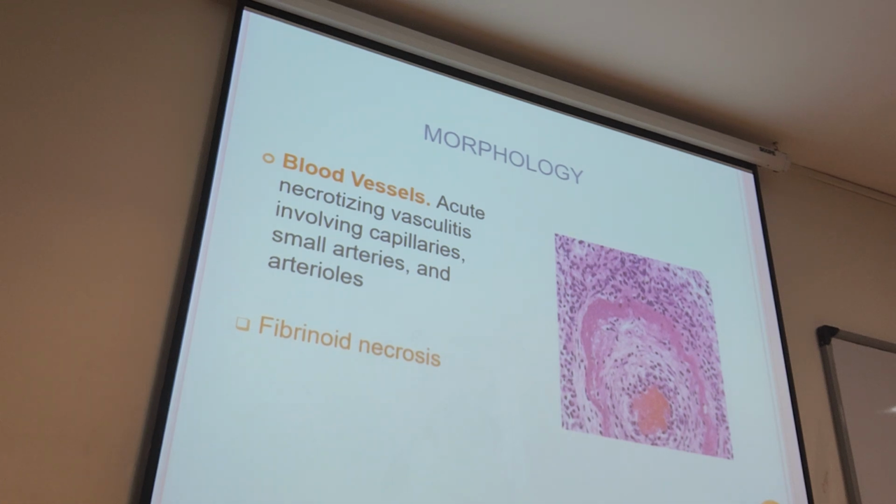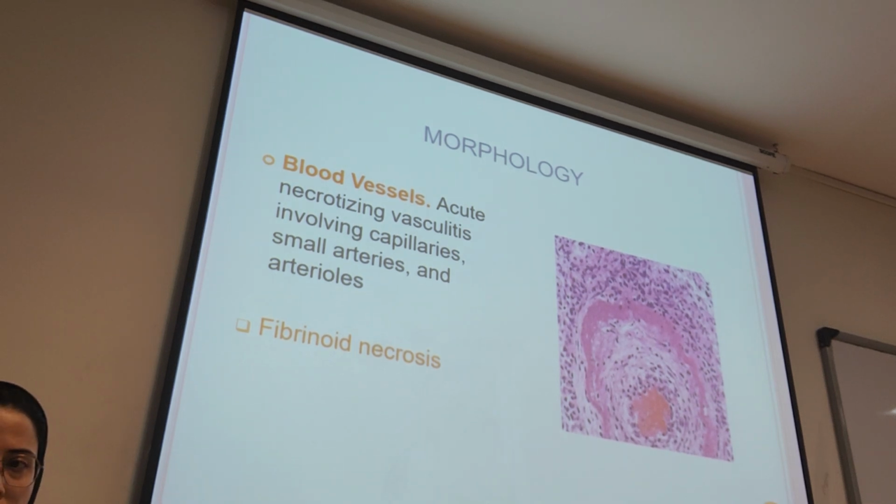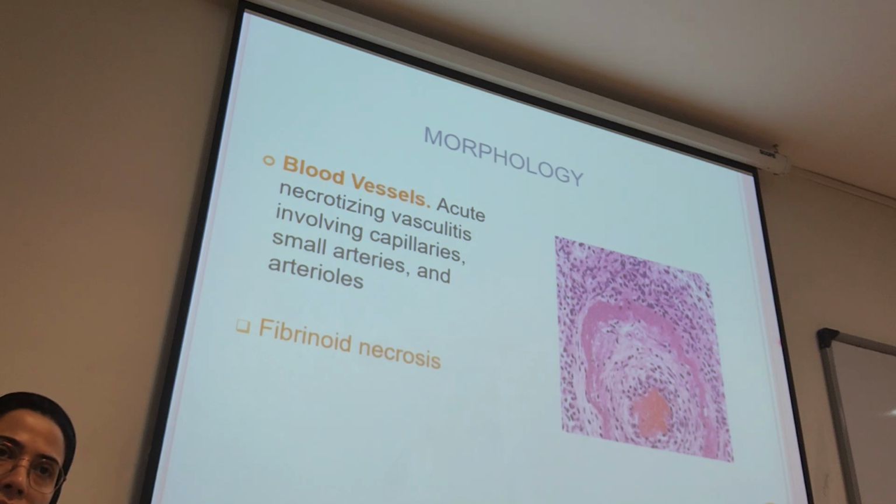In blood vessels, in lupus, we have which type of necrosis? Fibrinoid necrosis. What do you see in this picture? You have deposition of this homogeneous material in the wall of the blood vessel, as you see here. This is fibrinoid necrosis. So this is vasculitis, which is seen in lupus.